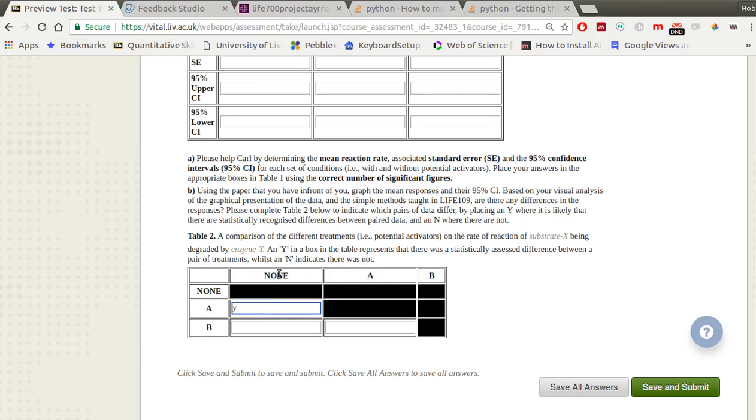Look at none versus B. If I were to take those and overlap them, do they touch? In fact, no, they don't. And A and B, yes, they definitely do. So that's how you do that. Okay? Right, there you go.